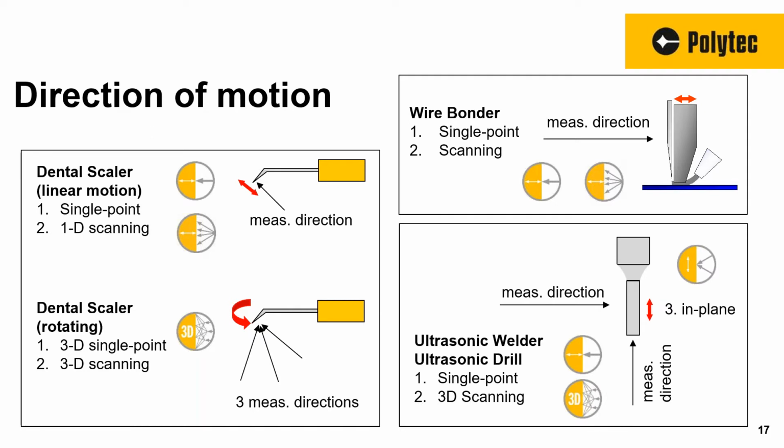In the last example, we're looking at an ultrasonic welding tool. Typically, it's not possible to measure in the vertical direction. So we need to measure the motion from the side, but the motion is in vertical direction. So we need to use either an in-plane vibrometer or a 3D sensor.